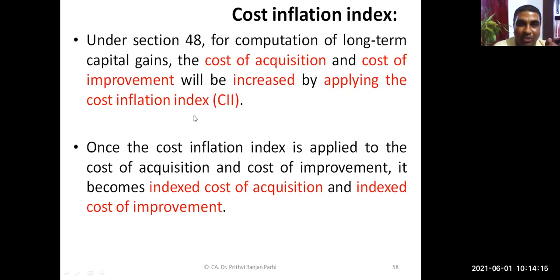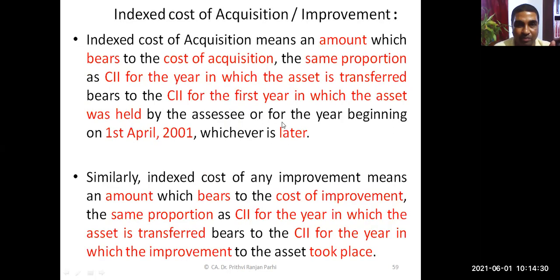When you apply this cost of inflation index, what do we get? We get indexed cost of acquisition and indexed cost of improvement. This indexed cost of acquisition and indexed cost of improvement shall be deducted from net consideration. What is indexed cost of acquisition? What is indexed cost of improvement? That has been defined in this slide. But once you have understood the example, you will be able to conveniently apply it.